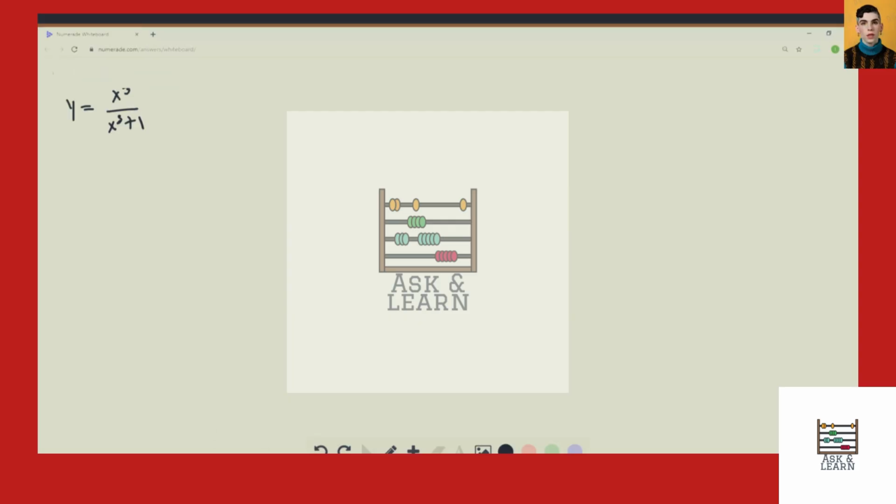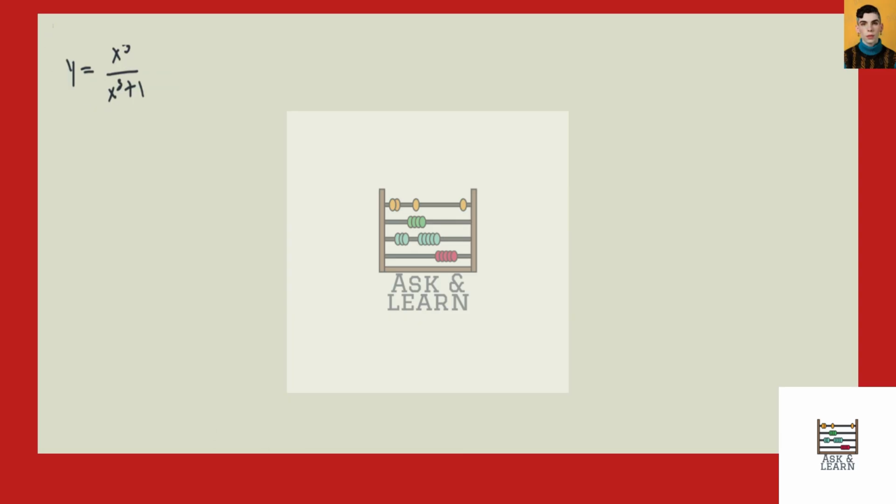We want to sketch the graph of y is equal to x cubed over x cubed plus 1. So we're given in this chapter this laundry list of steps we should follow in order to go about finding what the graph looks like. So let's just go ahead and start by following that list.